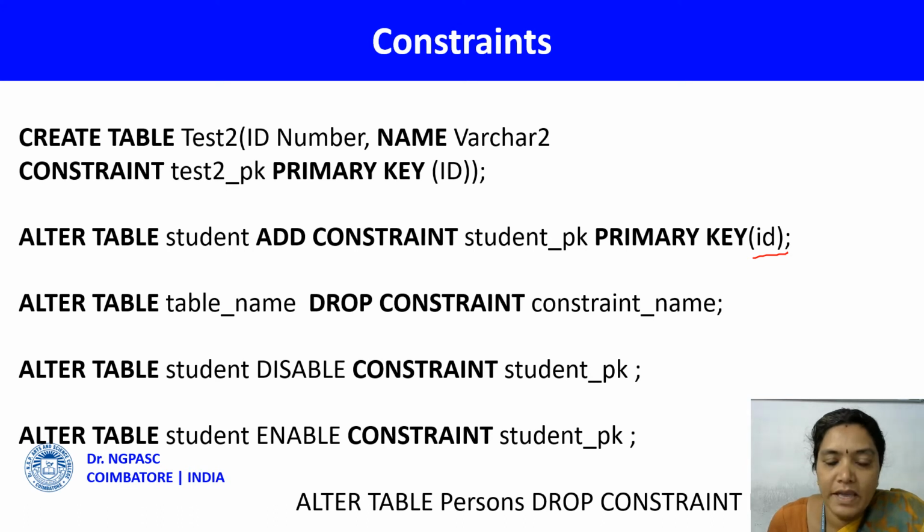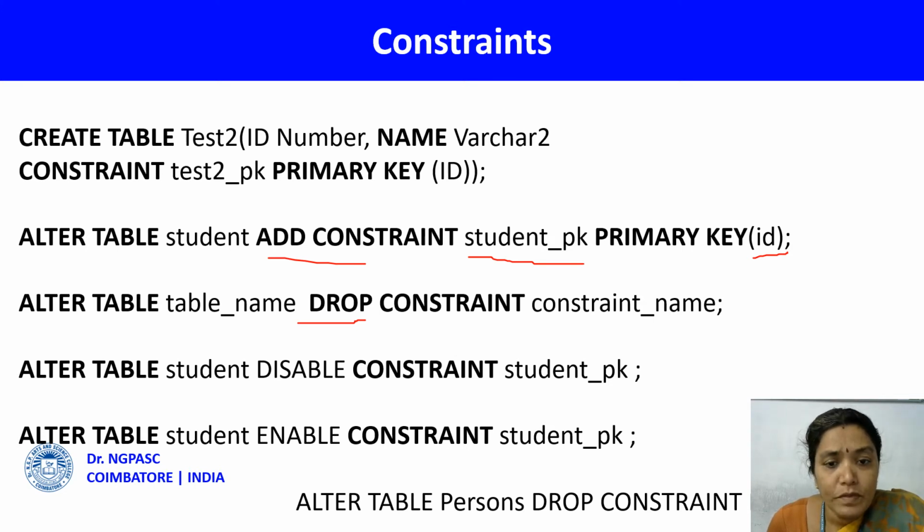Similarly, if I have added any constraints, I can drop the constraint also. How I can drop my constraint is: ALTER TABLE, table name. Then, instead of ADD, I give DROP. Then DROP CONSTRAINT is the keyword. You can use the constraint name, if you have given one, or else the system will generate the constraint name automatically and you can take it from there.